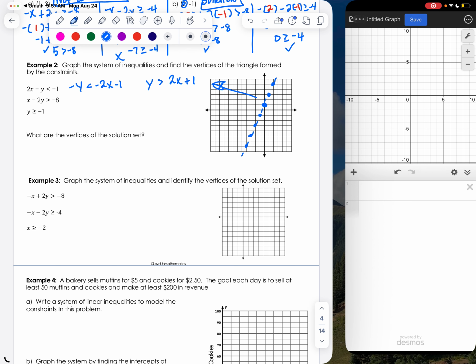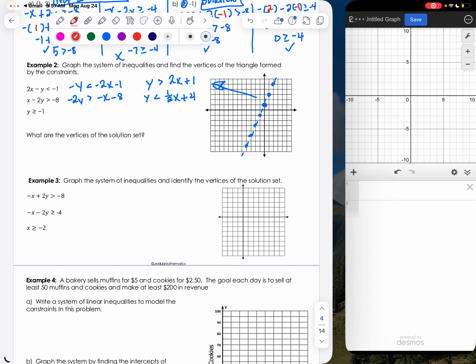We have negative 2y is greater than, I want to take that positive x and move it to the other side, which would make it negative x minus 8. Now we need to divide everything by negative 2. So negative 2y divided by negative 2 would be positive y. Greater than would become less than. Negative 1x divided by negative 2 would become positive 1/2 x. And negative 8 divided by negative 2 would become positive 4.